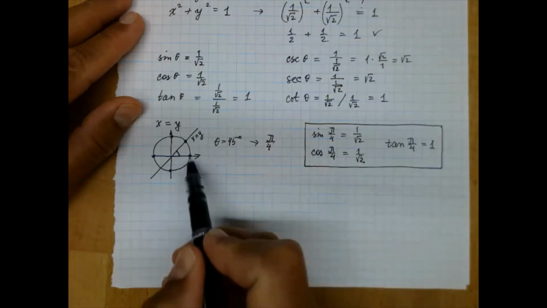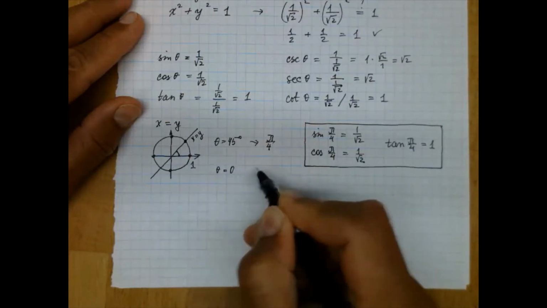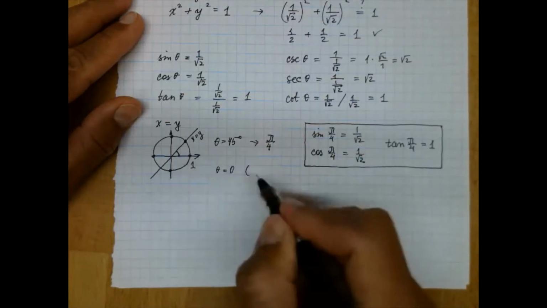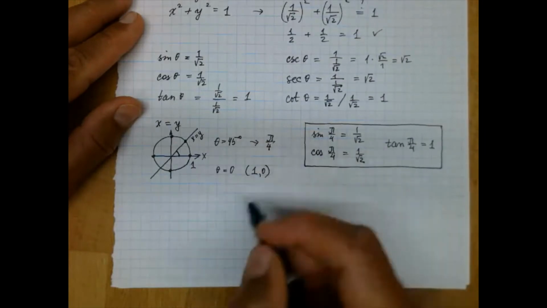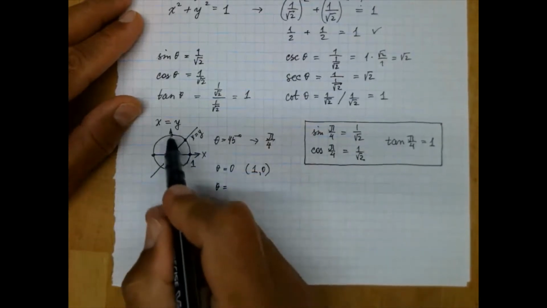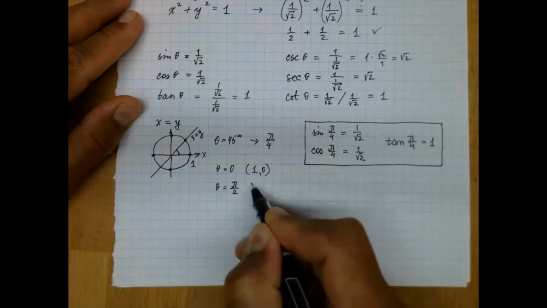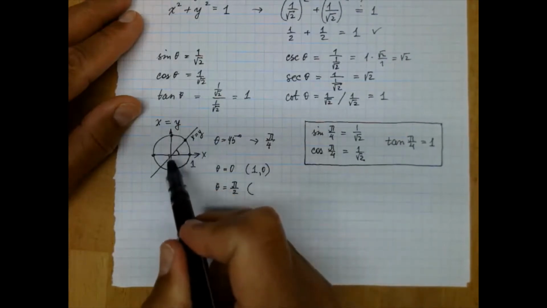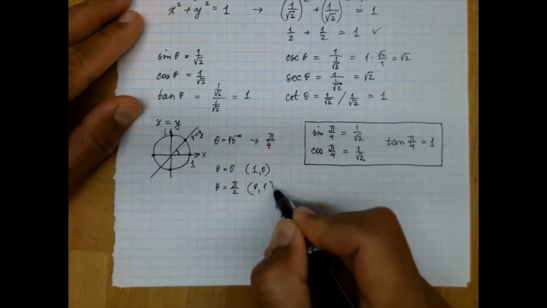For example, this one, obviously theta equals 0, right? And the coordinates are x coordinate is 1, right? Because it sits on x-axis, and y coordinate is 0. Next one is going to be theta equals, well, this one is pi over 2, right? Or 90 degrees. And here, x is 0, right? And y is equal to 1. So 0, 1.